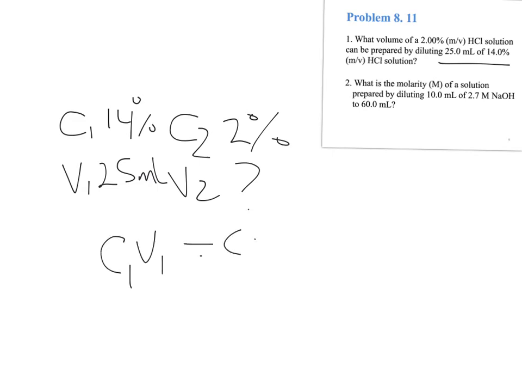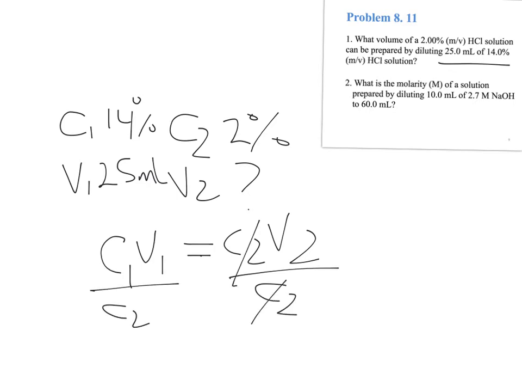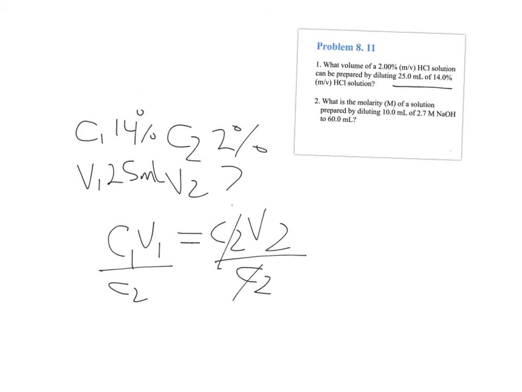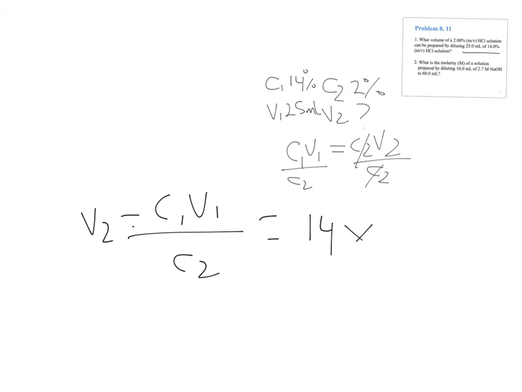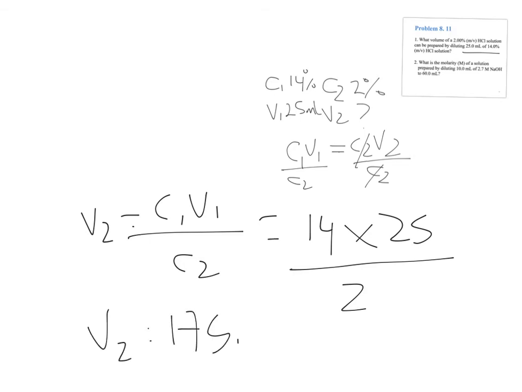C1V1 equals C2V2, and we're going to solve for V2. So we divide by C2 here, C2 cancels out. So V2 is equal to C1V1 over C2. Now we substitute our values, and we have C1 was 14, V1 25, over C2, that is 2. We do the calculations, V2 equals 175 milliliters.